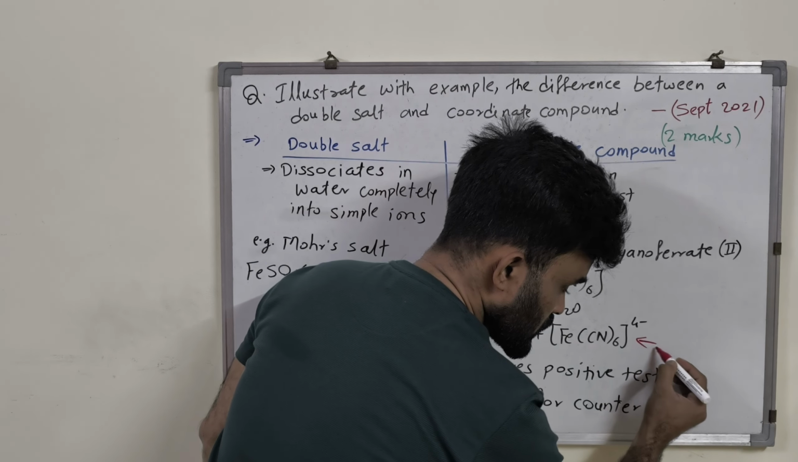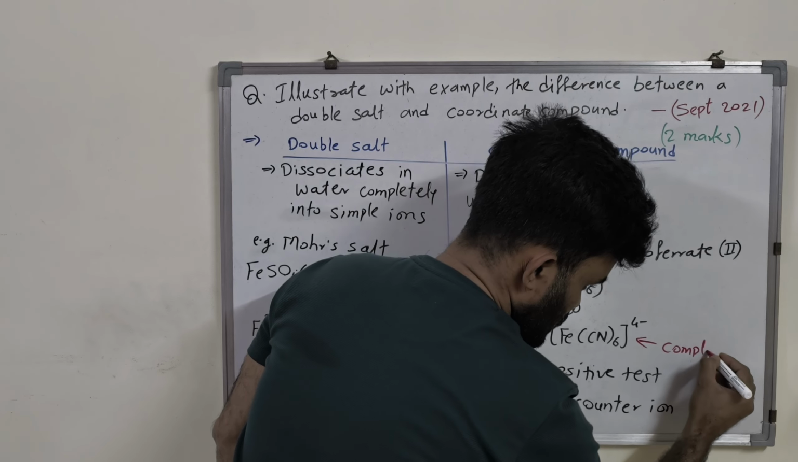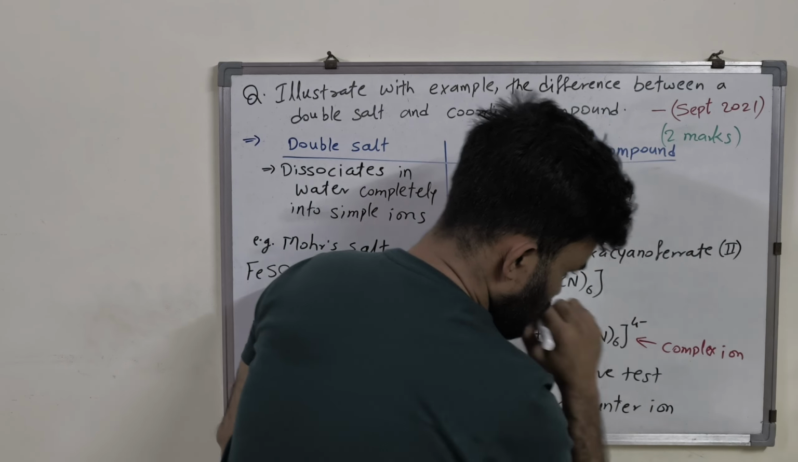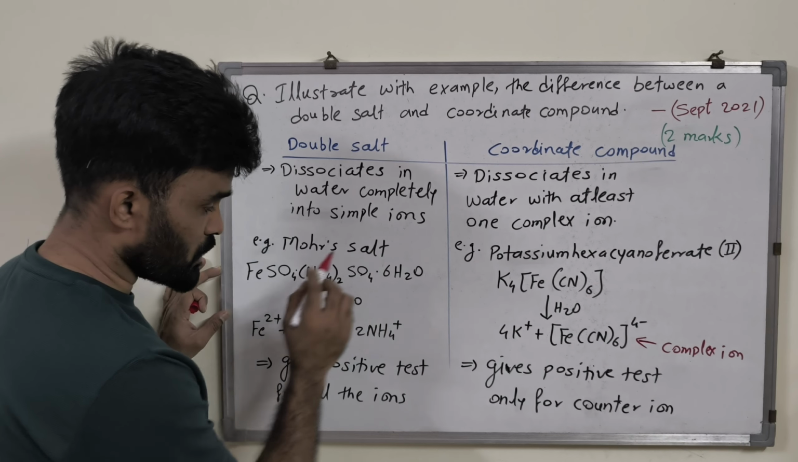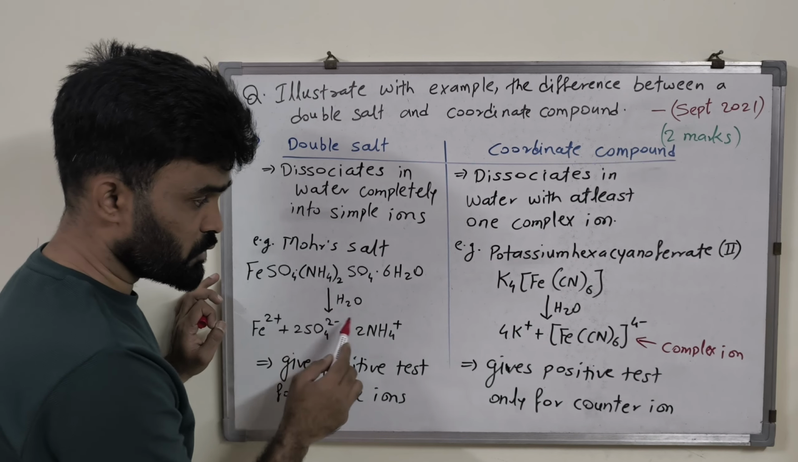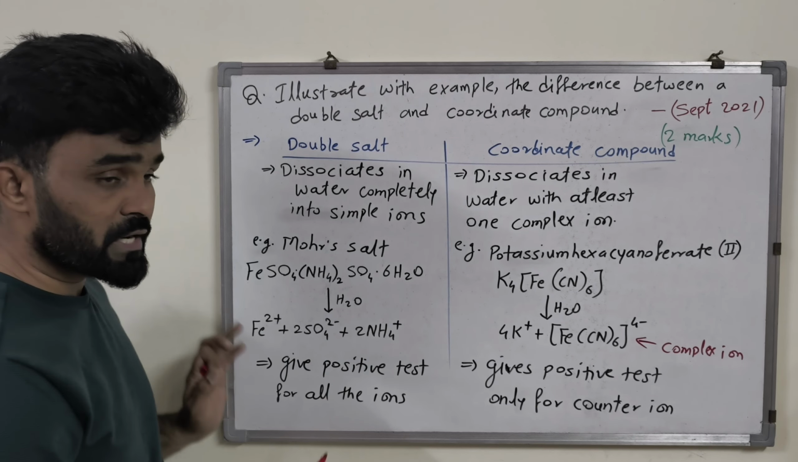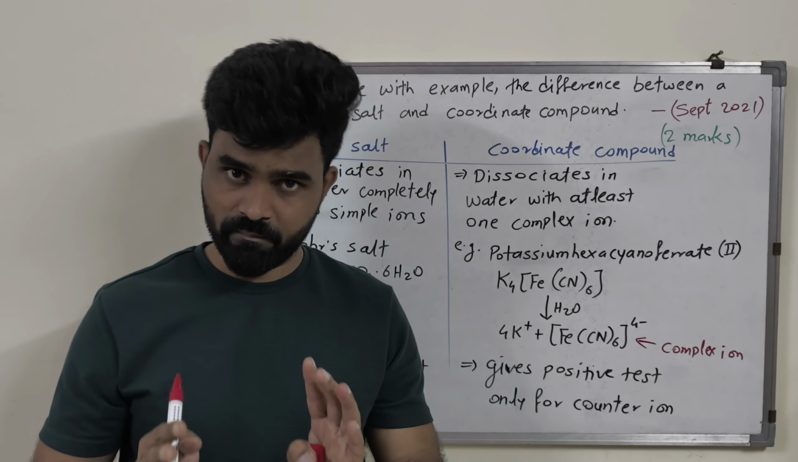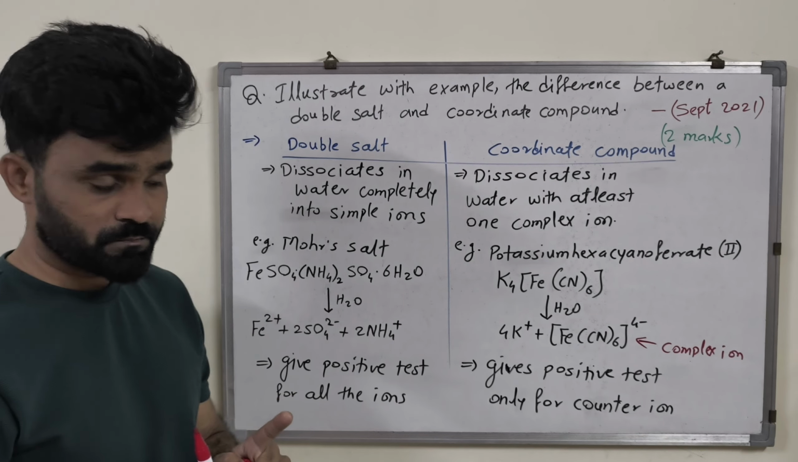This is called a complex ion. And here Mohr's salt, FeSO4.(NH4)2SO4.6H2O, when it goes into water, dissociates into all of its ions. Okay, that is the major difference between these two.